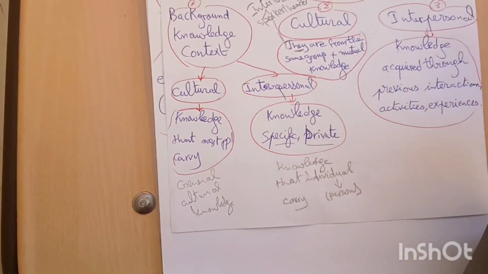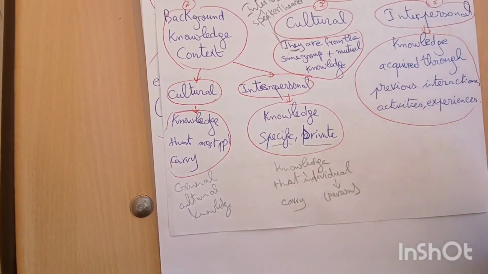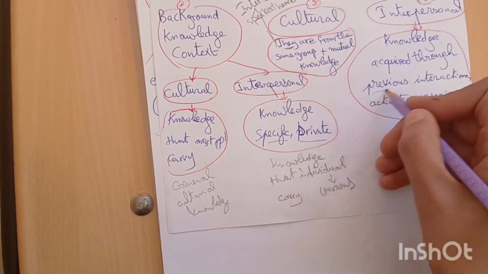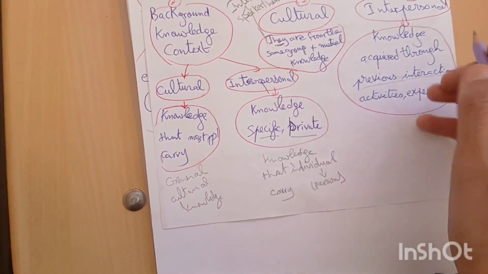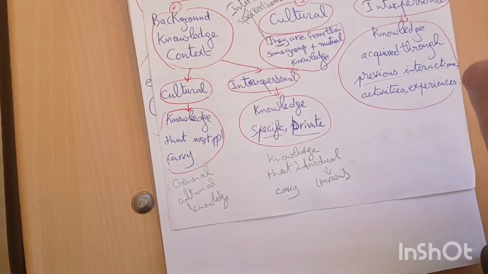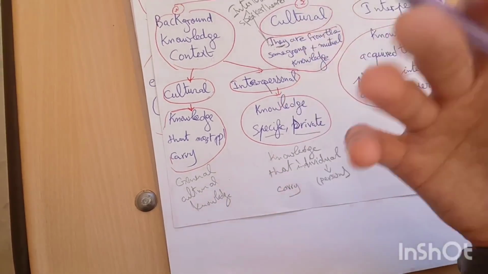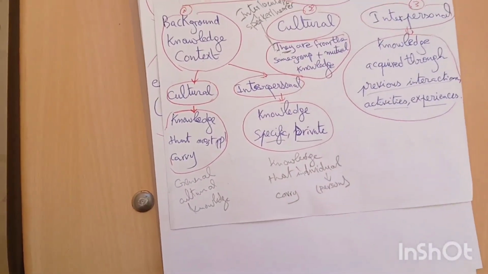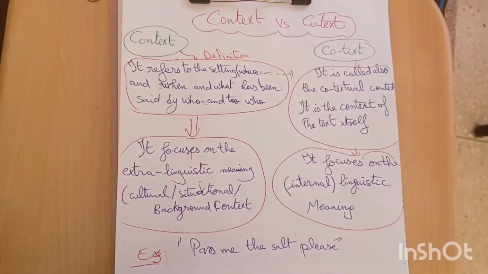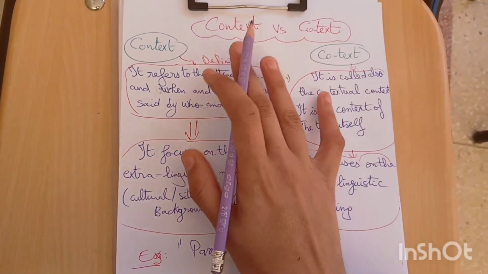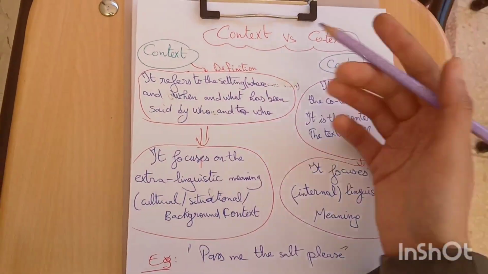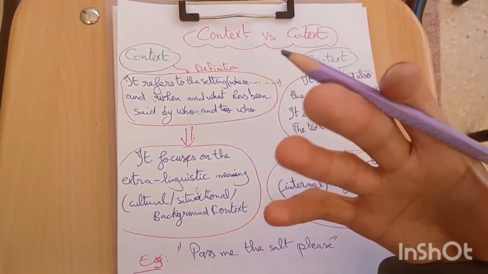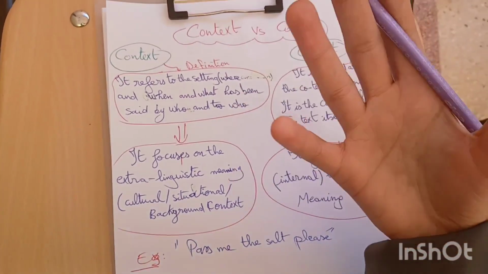The interpersonal context is like the knowledge acquired through previous interactions. For example, in a previous conversation, they give you certain knowledge, activities, experiences, etc. Also, we have to know the difference between context and co-text. First we have to know that even the definition can be a key difference between them.